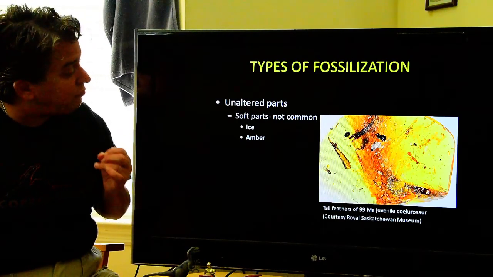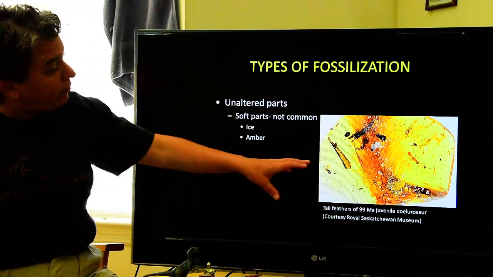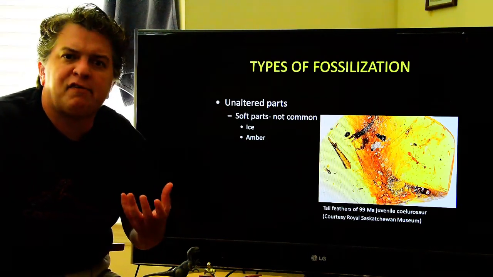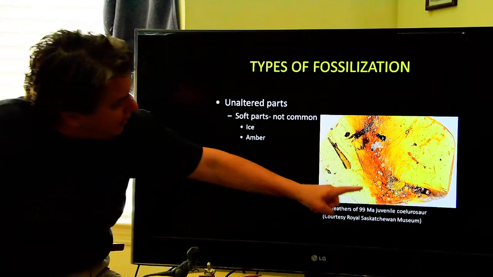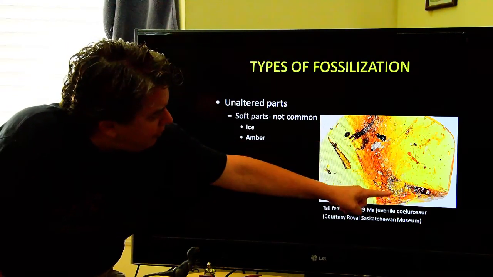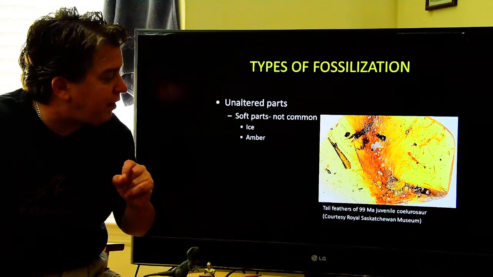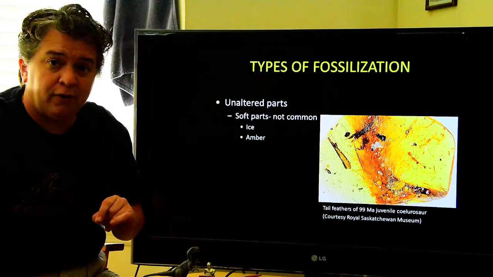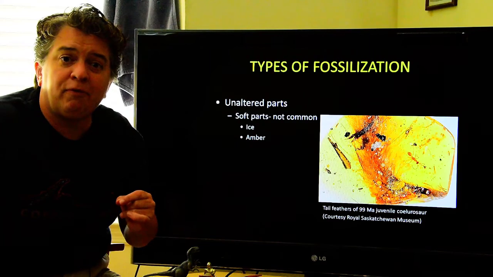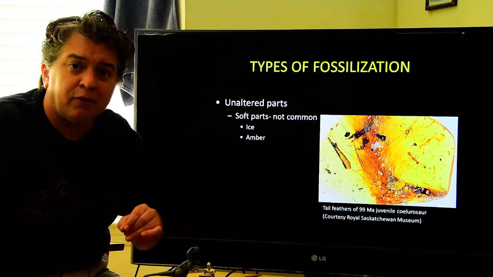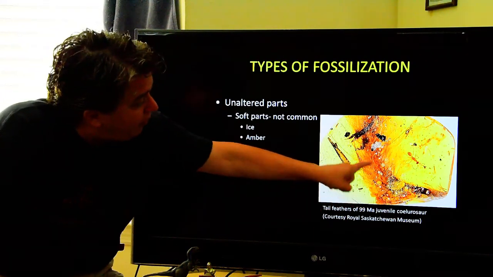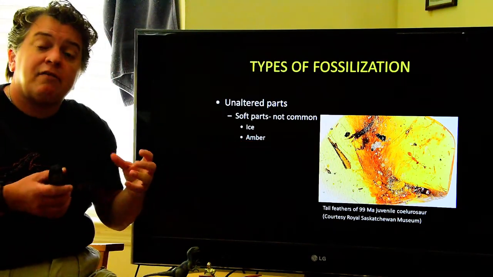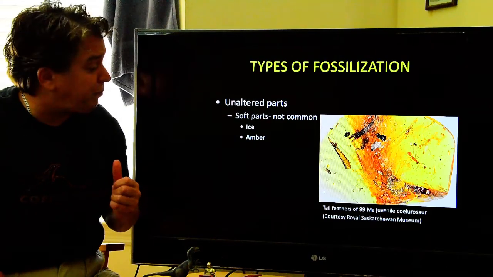Amber can as well. What we're looking at here, amber is fossilized tree sap, basically. And see this thing right in there? That is the tail feathers of a juvenile Coelurosaur, which might not mean much for you, but that's the group of dinosaurs that includes raptors. So what you're seeing right there is a raptor feather. And we also have an ant. But in any case, amber can preserve these soft parts.